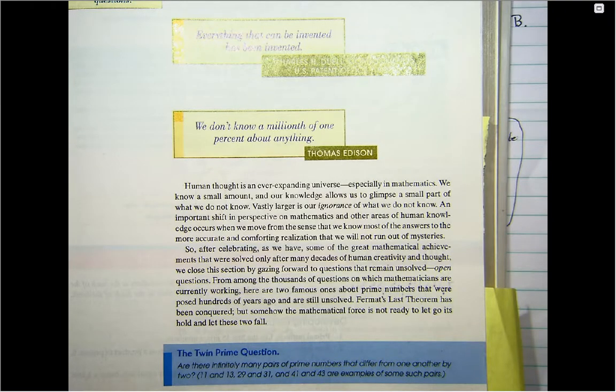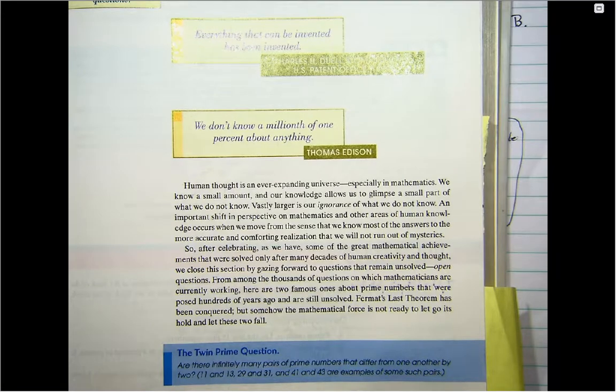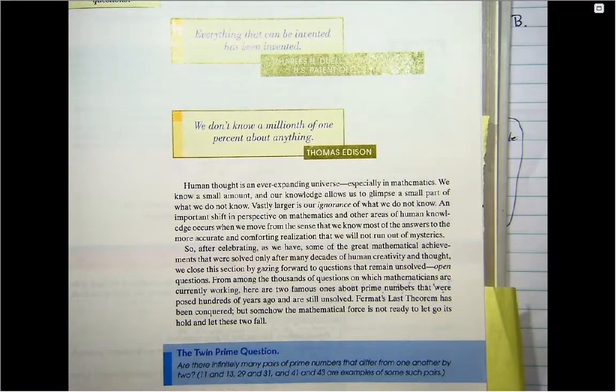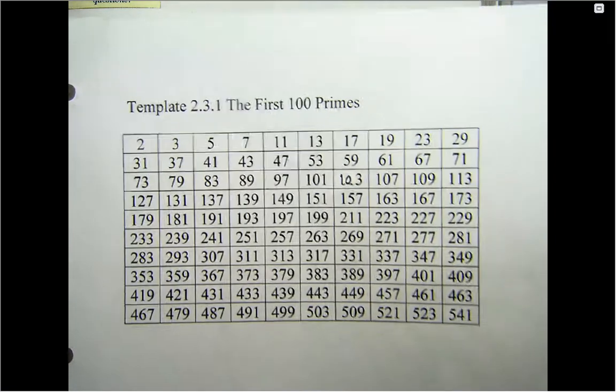So this is called a question because no one knows. No one's been able to prove that there are an infinite number of pairs of twin primes, and no one's been able to prove that there's not, that at some point you come to the last pair of twin primes. So you'll need to know that this is an open question, and I'll write that in my notes in a little bit. You'll also need to be able to find twin primes.